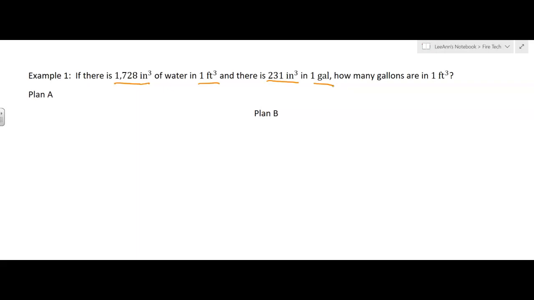So you might just look at this problem and know how to do it. I had my husband look at it and he said, oh, you just divide. So he did 1,728 divided by 231, and he gets the answer, and it's great. And I'm like, okay, now how did you do that? I was looking at it trying to figure it out. So plan A, if you just see it and it's right, go for it. But for me, I had to work it out a little bit more so that I would understand where things were coming from.